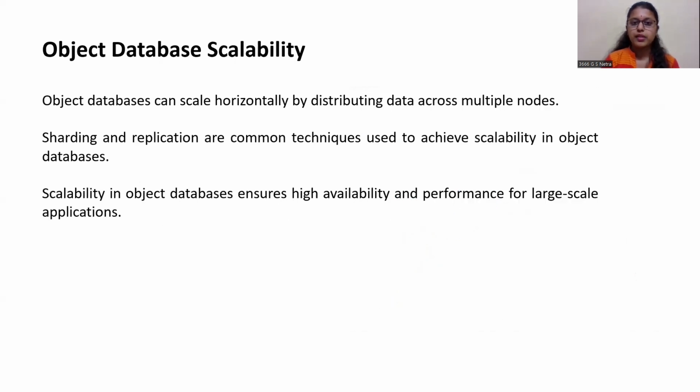Next is object database scalability. Object databases can scale horizontally by distributing data across multiple nodes. Sharding and replication are common techniques used to achieve scalability in object databases. Scalability in object databases ensures high availability and performance for large-scale applications.